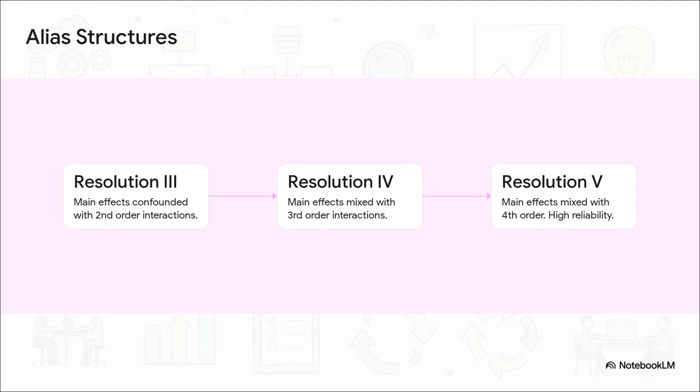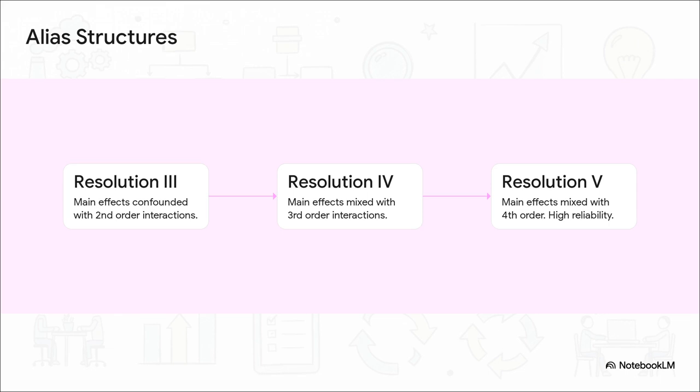This is highly risky. In a resolution 3 design, your main effects are hopelessly confounded with two-factor interactions. You might see a huge spike in quality, but you won't actually know if it's because of factor A or a sneaky combination of factors B and C. It's really only good for quick initial screening.